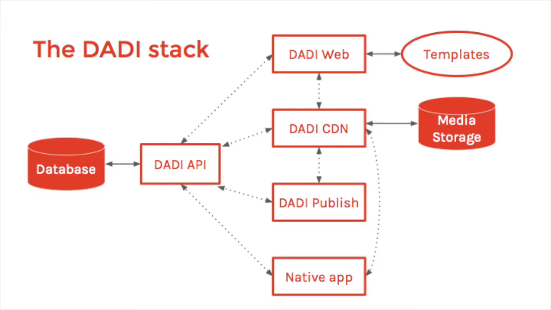In this case, for example, we have one instance of API feeding a web layer, in this case DADI Web. It's feeding CDN, Publish, which is the CMS, and it's feeding, for example, a native application. And you can see that anyone in the system can use digital assets from CDN. For example, Web is requesting assets from CDN, the same with Publish, and the same with the native application, because this is just an HTTP request that allows you to retrieve assets or create assets, so anyone can use them. And CDN can be connected to media storage. It can be a local disk or Amazon S3 or whatever you want.